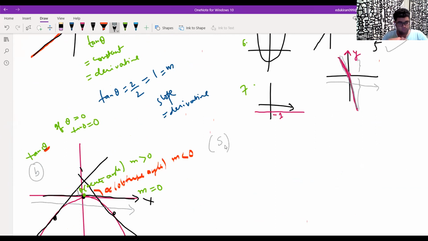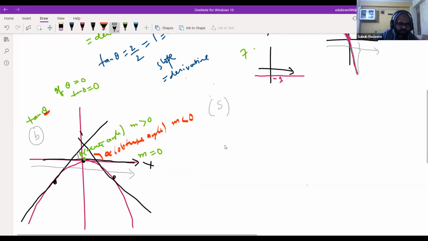Okay. Now we come to C. If we see the C part here, it is on another page. It was like this. Yeah, you can try C, I think. Can you try C? Yeah, I will try C.